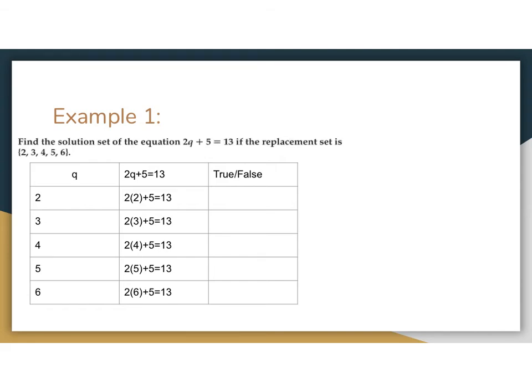So we have our variable first. Then we have our equation. And finally, if it's true or false. So here we see 2 times, if we set p is equal to 2, 2 times 2 is 4 plus 5. Obviously, this is false. Next, we have 2 times 3 plus 5, which is 10, which is false. 2 times 4 plus 5 is 13, so this is true. We see that these are false, false.